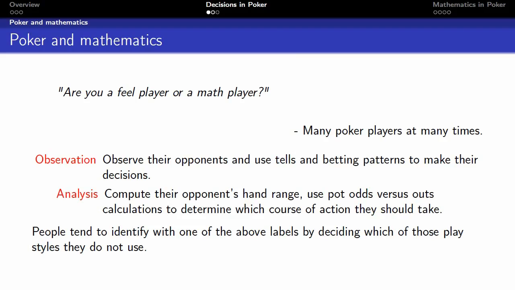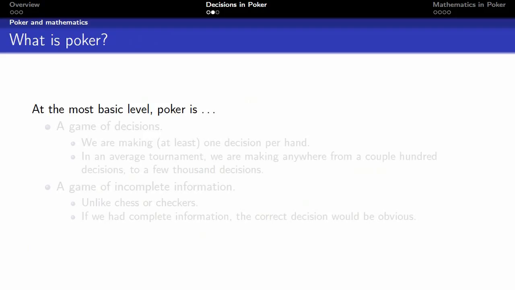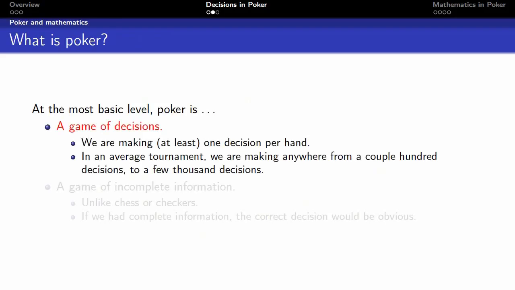So to do this, let's actually just look at poker itself. And, well, what is it? On its most basic level, it's just a bunch of decisions we're making. It's a game of decisions. And we're making at least one decision per hand. Are you going to fold or call or raise? And if you call or raise, that could lead to more decisions. Now, in an average tournament, you're playing a couple hundred hands or maybe several thousand hands. So you're making anywhere from a couple hundred decisions to a few thousand decisions. So if you want to improve your game, you really should work on or look at optimizing your decision-making process.